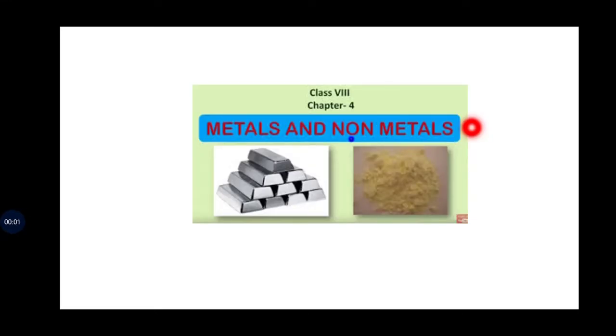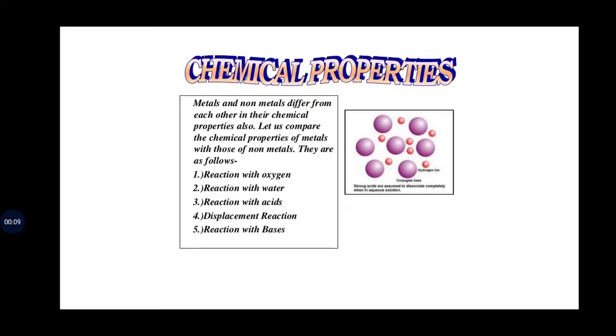Hey, good morning, students. Today I am going to continue our previous chapter, that is metals and non-metals of class 8, chapter number 4. We have already discussed the physical properties. Today we are going to discuss the chemical properties. Metals and non-metals differ from each other in their chemical properties also. Let us compare the chemical properties of metals with those of non-metals.